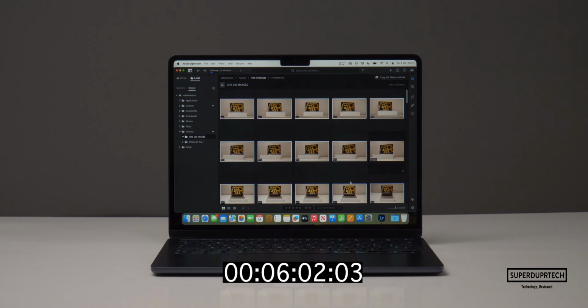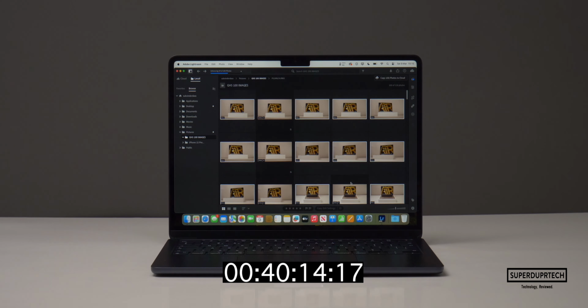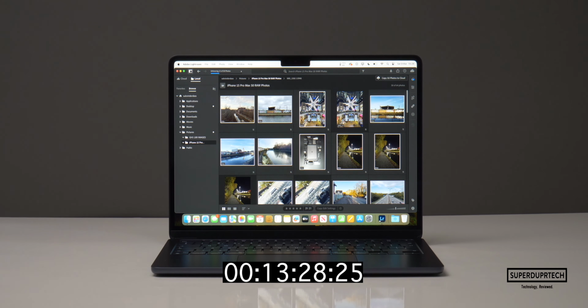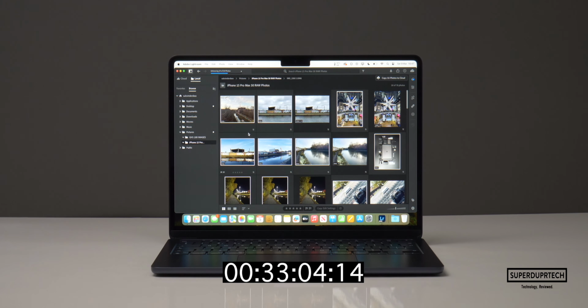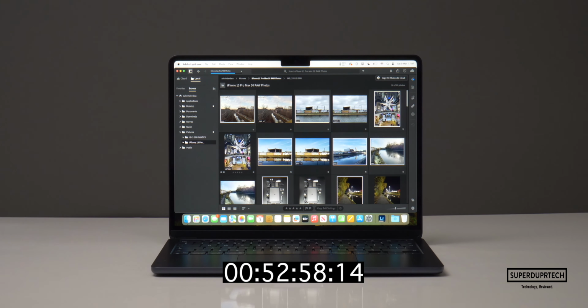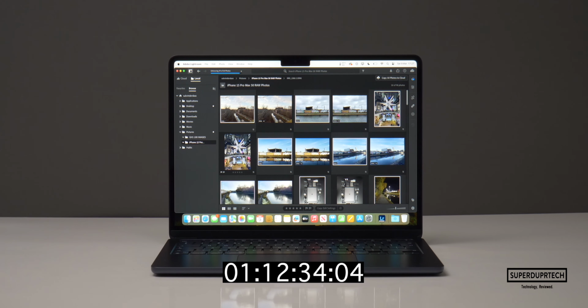I then used Lightroom to enhance and reduce the noise of 100 raw GH5 pictures. When it comes to doing this, the MacBook Air completed it in 1 hour, 12 minutes and 7 seconds. Once again, using Lightroom, I then ran the super resolution enhancement on 50 raw iPhone 15 Pro Max 48 megapixel photos, and it completed this in 1 hour, 15 minutes and 4 seconds.